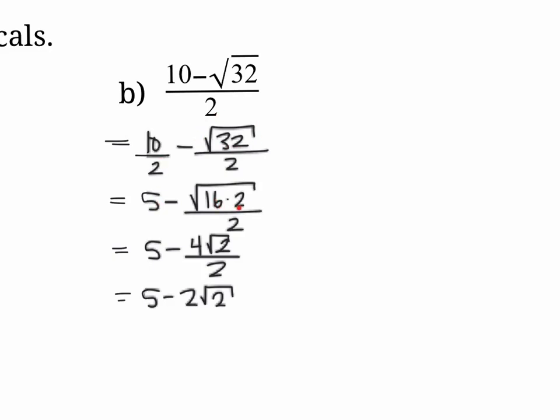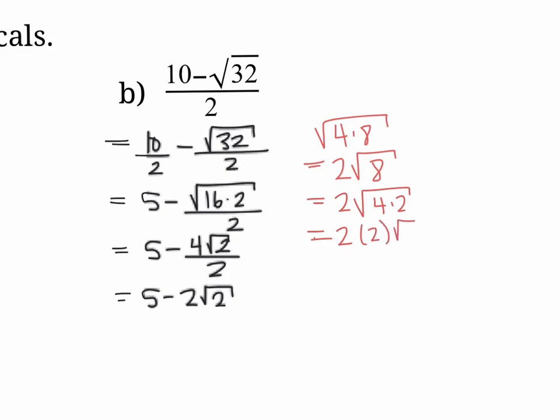So I broke it up into 16 and 2. There's other perfect squares that go into 32. You could have broken this up into 4 and 8. But if you had broken it up into 4 and 8, let me just show you what would have happened. Nothing wrong. You would have broken it up into 4 times 8. And then the square root of 4 is 2 times the root of 8. But you can break up this root 8 again into 4 and 2. And so you'd have to go again into 4 times 2. And then that would give you 2 times 2 root 2. And that would give you 4 root 2.